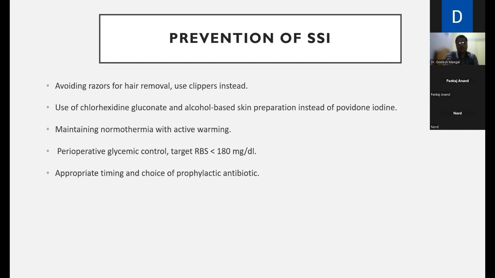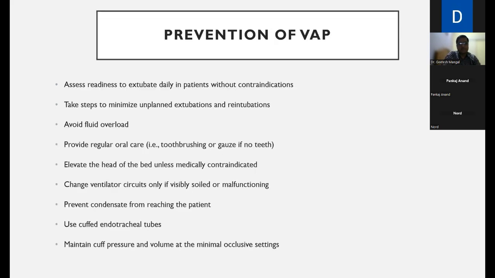Perioperative glycemic control with target of RBS less than 180 milligram per deciliter, and appropriate timing and choice of prophylactic antibiotic. When the cases are long, the intraoperative period is long, the antibiotic dose may need to be repeated. So that means the anesthetist should be made aware of these things in long duration.